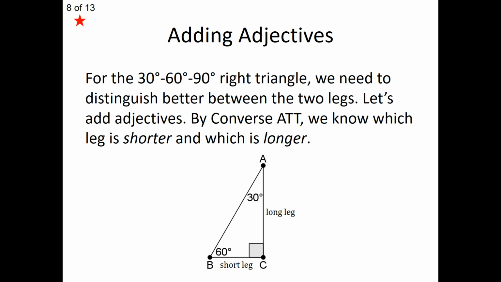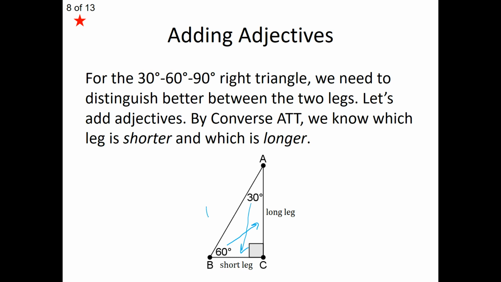Now, before we move into the 30, 60, 90 right triangle, I would like to talk about adding some adjectives to our triangle. See, the thing is, in a 30, 60, 90, we are going to have two legs, and they are going to be different sizes. And we know they're going to be different sizes because of the converse of ATT, that if we know that one angle is greater than the other, then we'll know the side opposite is also greater, which is why we're going to apply some adjectives to the two legs of our 30, 60, 90. The short leg is the leg we will call opposite of our 30-degree angle. So you see down our diagram, the side opposite of our 30, we call the short leg. And we'll call the long leg the leg that's opposite of our larger angle, 60 degrees.